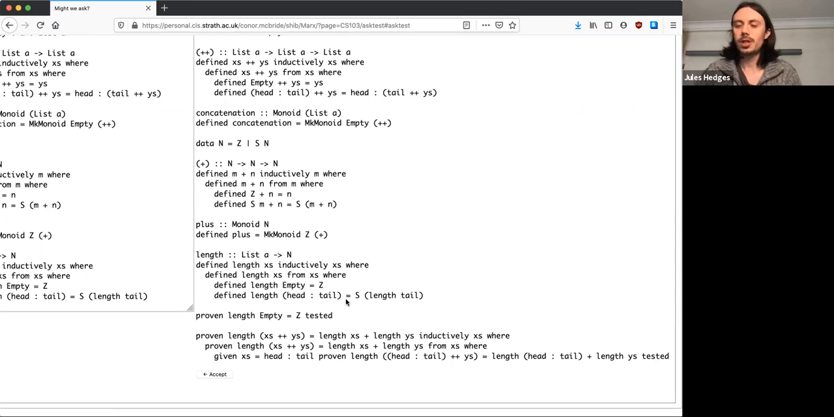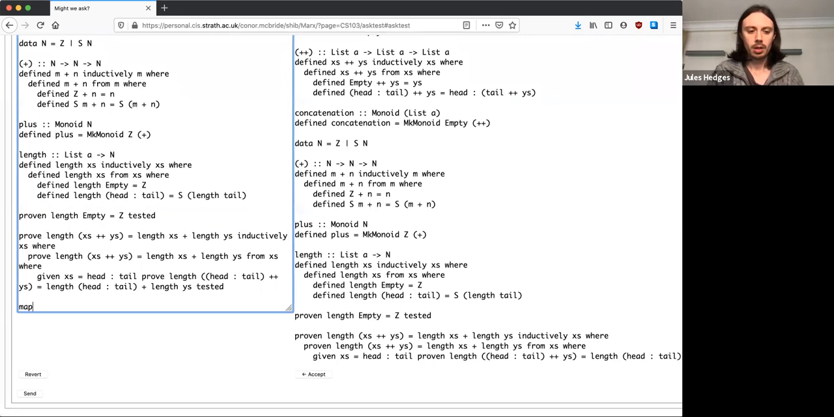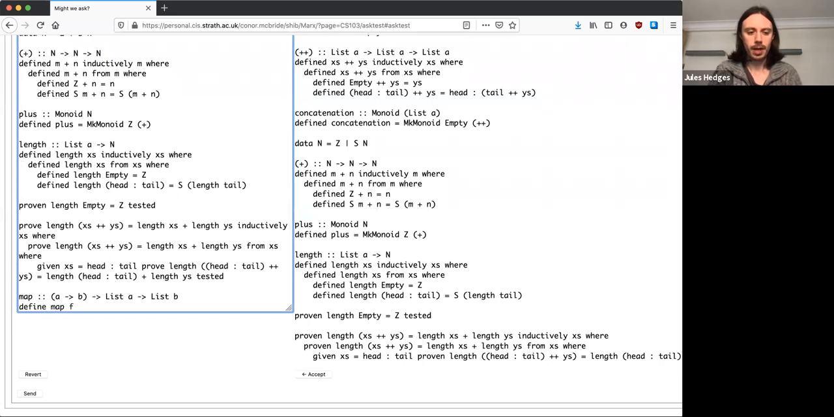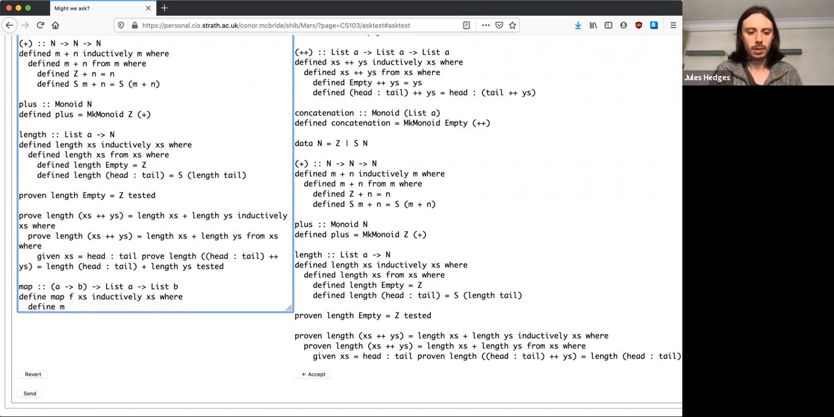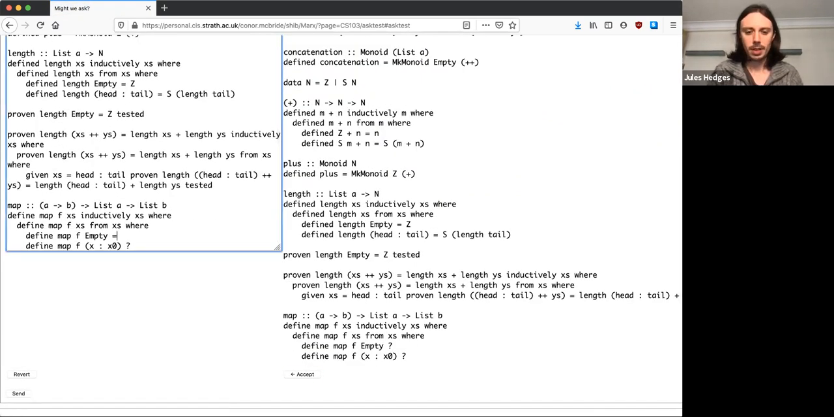Okay, so what else? So think about, for example, map as this type. If I have a function from A to B, then I can lift it to a function from lists of A's to lists of B's. Then map f empty is empty, and map f of head cons tail goes to f head cons map f tail.